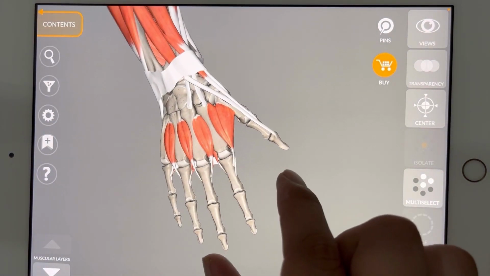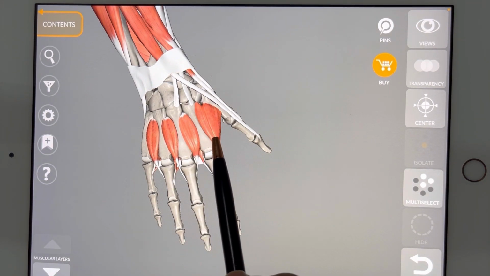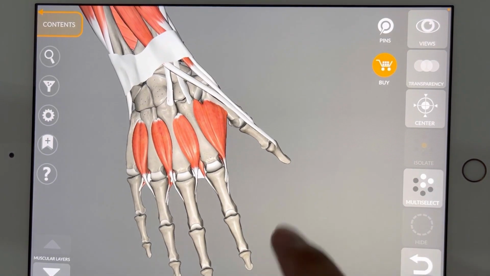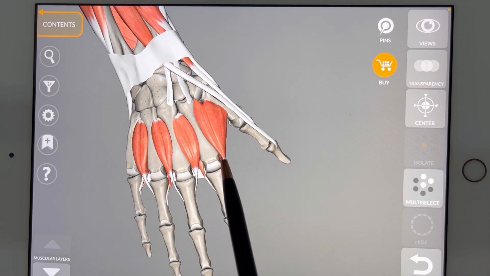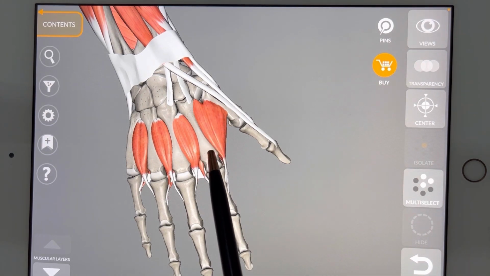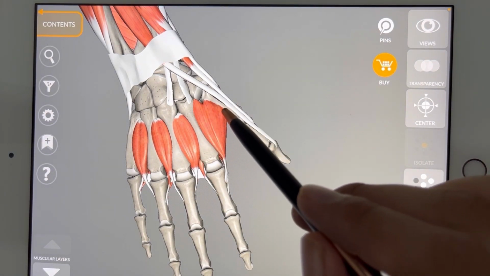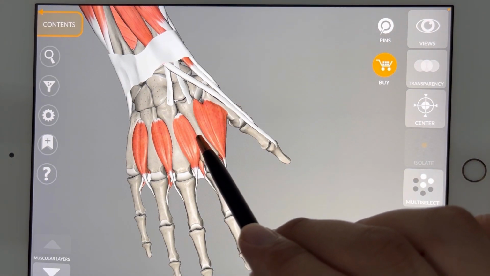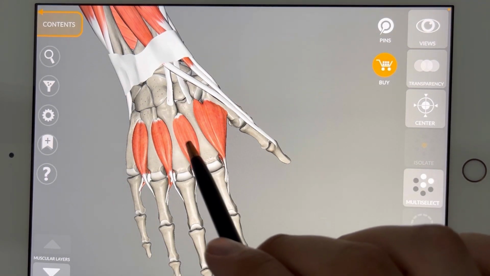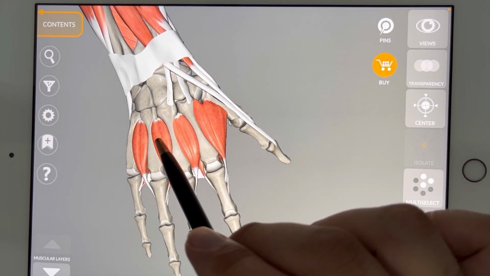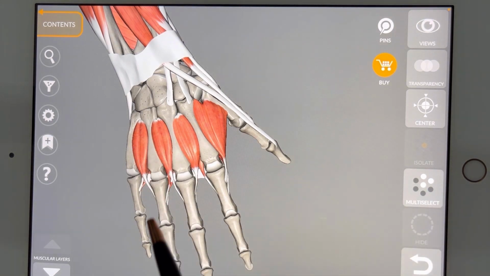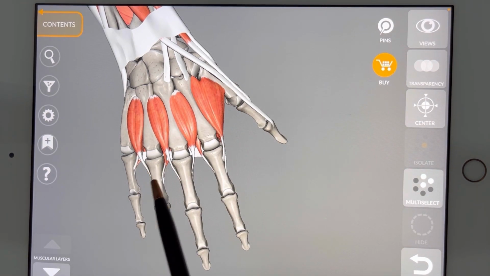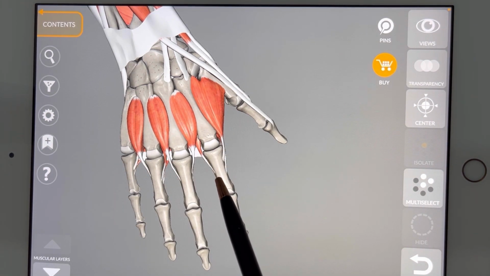So student, there are 4 dorsal interossei muscles, the first, second, third and fourth interossei muscles. Student, these muscles originate from the contiguous sides. This means that the first interossei muscle originates from the shaft of the first and second metacarpal bone, while the second interossei originates from the shaft of the second and third metacarpal bone, and same for the third and fourth. And student, these muscles insert into the base of the proximal phalanges of the medial four fingers.